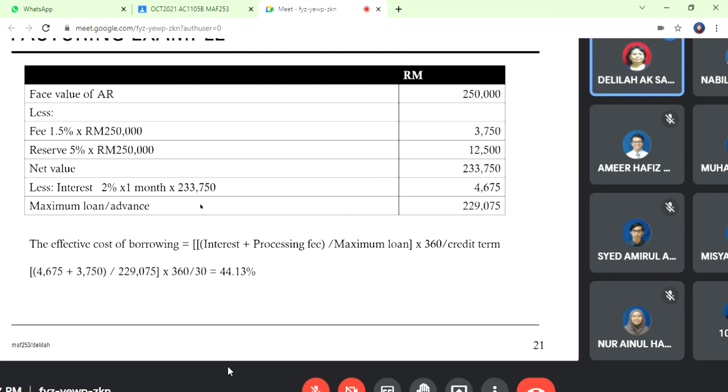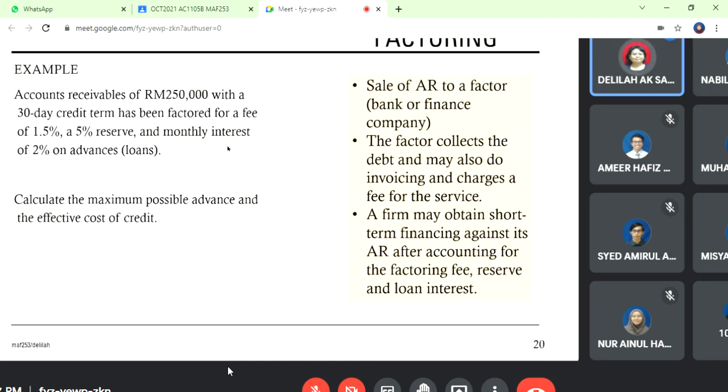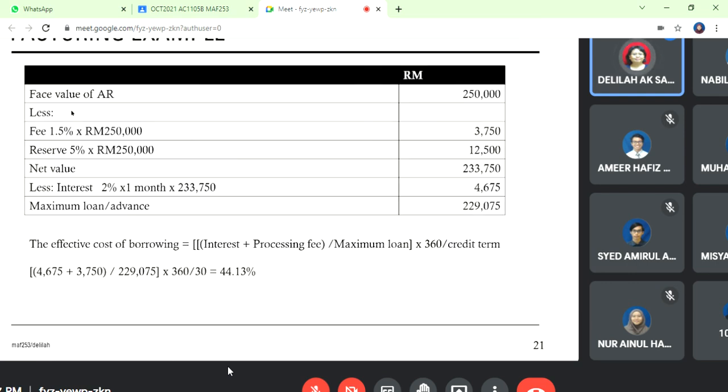So for this one, the value of the AR is 250,000. Credit term is 30 days. That means your accounts receivable should pay up the full amount in 30 days. So to get the amount that you borrow, we have to do this calculation first. Face value 250,000, processing fee 1.5%. So this is the amount. Reserve 5%, 12,500. So we deduct these, and that's the net value.